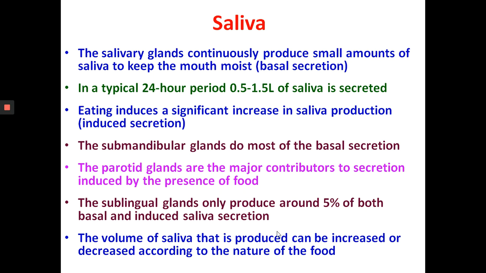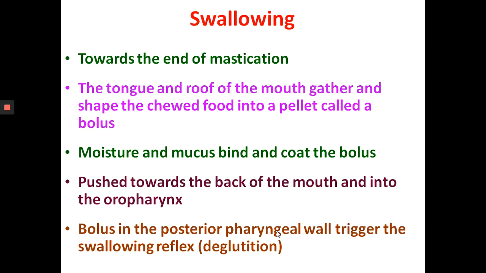The volume of saliva that is produced can be increased or decreased according to the nature of the food. If you are eating very dry food, more saliva needs to be produced. Otherwise, your mouth will become dry and you cannot move the food inside the mouth, make it into a bolus and swallow it. So more saliva will be produced. And at the same time, if you are taking some liquid drinks, the saliva production will be lesser.